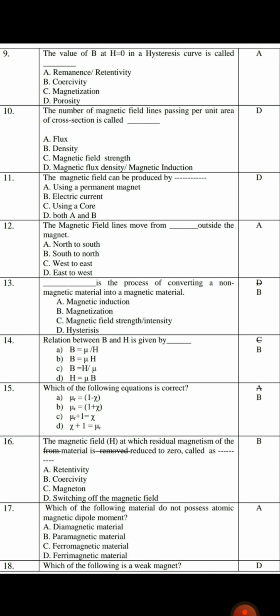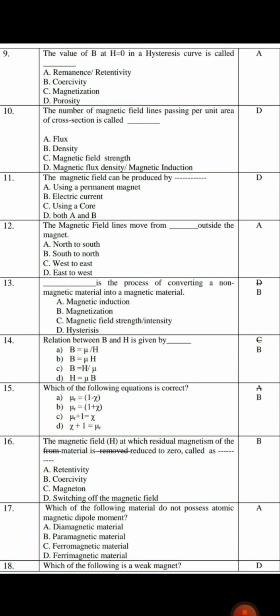15. Which of the following equations is correct? Option A, mu r equals to 1 minus susceptibility. Option B, mu r equals to 1 plus susceptibility. Option C, mu r plus 1 equals to susceptibility. Option D, susceptibility plus 1 equals to mu r. So the correct option is option B, that is mu r equals to 1 plus susceptibility.